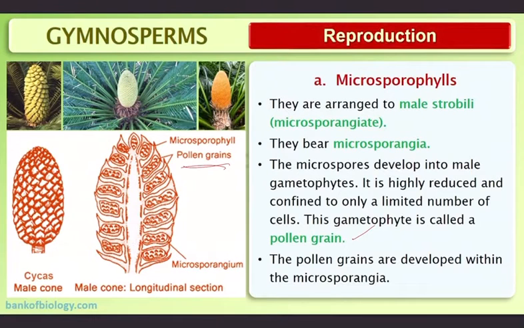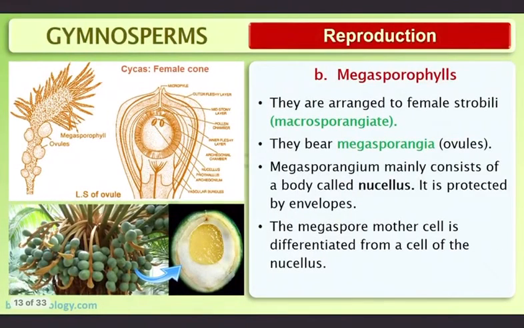It is highly reduced and confined to only a limited number of cells. This gametophyte is called pollen grain. As you are able to see, there are a lot of pollen grains in the microsporangium. The pollen grains are developed within the microsporangia. They are all situated within the microsporangia in the male cone.